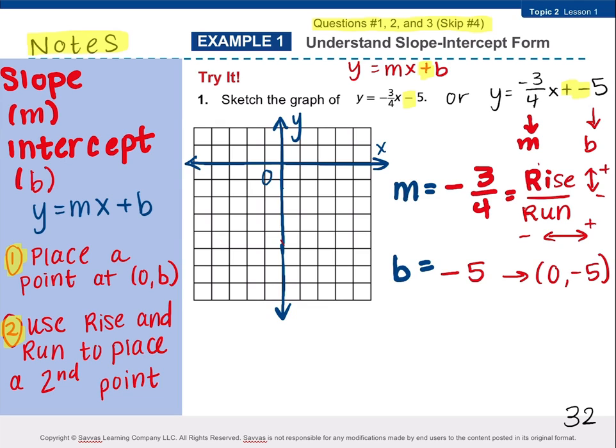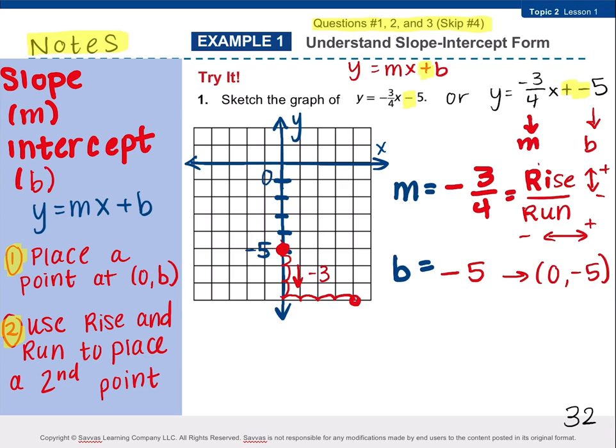And I'm going to place a point, like step number 1 says, at my b. So from 0, I'm going to go down 5 units. 1, 2, 3, 4, 5. Label it negative 5. And so I'm going to place a point there at 0, negative 5, because that's my b. So next, I'm going to use my rise and my run to place a second point from there. So starting at my b, my rise is negative 3, so that means I'm going to go down 3. 1, 2, 3 units. And then my run is positive 4, so I'm going to go forward 4 units. 1, 2, 3, 4.